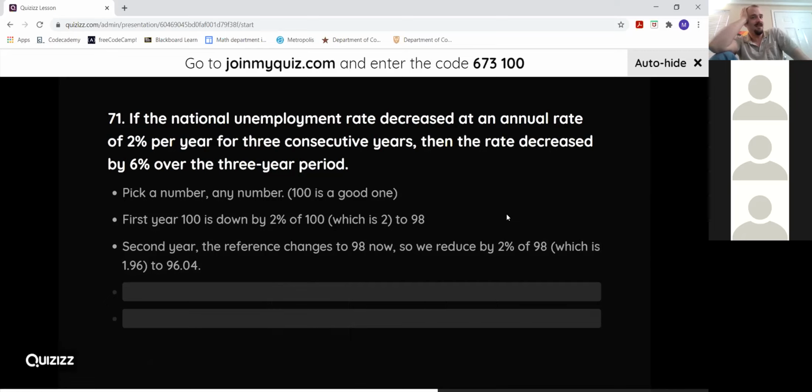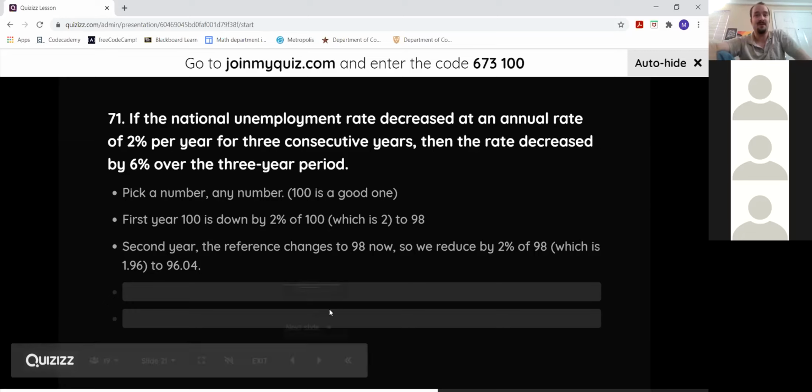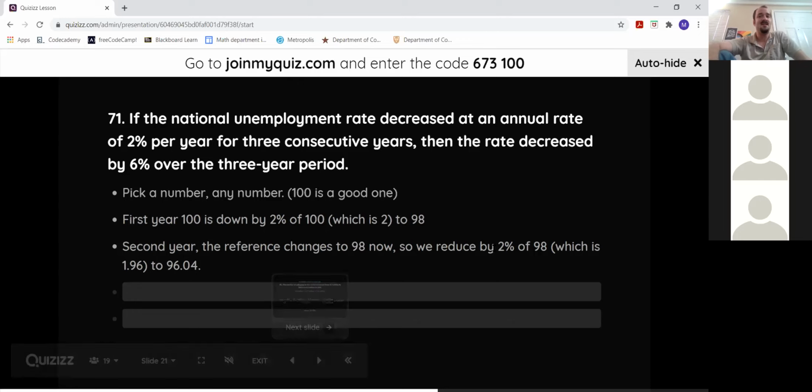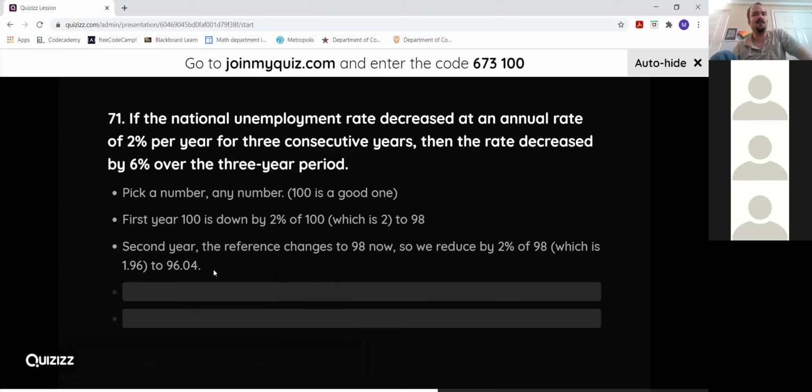In the second year, you're going to go down by 2%, but you're not going down by 2% of the 100. You're shifting your reference. Now your reference is what you started with, so what you ended with here is what you're starting with here. Now we're referencing 98, and 2% of that is 1.96. It's not quite 2 points, right? And we're going to be at 96.04.